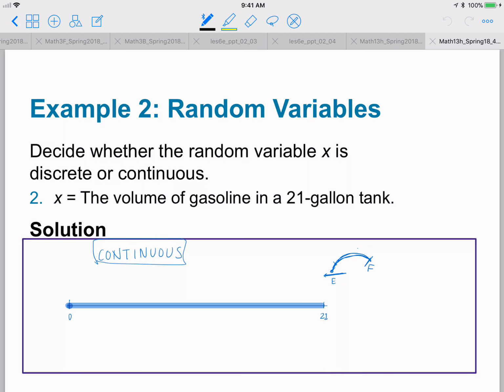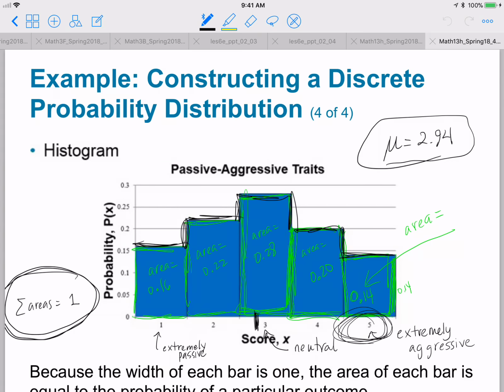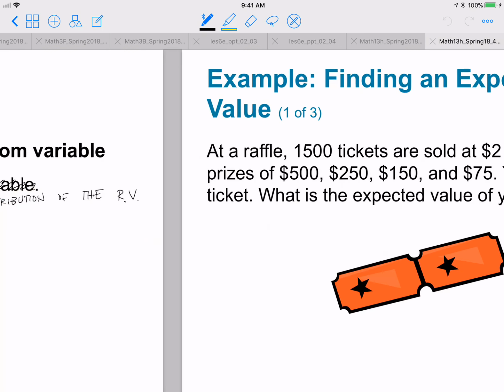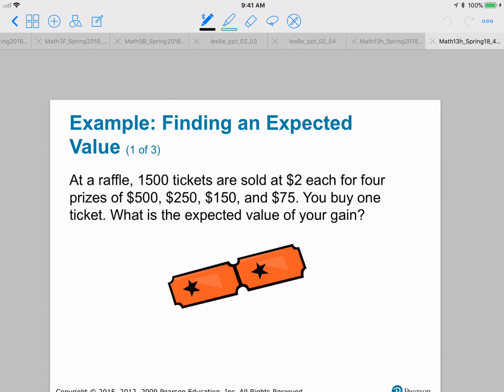Same thing here. The volume of gas in a 21-gallon tank. Imagine if you were to go into all the cars in the parking lot and check to see how much gas is in each gas tank that can hold up to 21 gallons. And you say, how much gas do you expect a person in this parking lot to have in their gas tank? That would be the expectation of the random variable. So let's do this last example, and that will finish us out here.